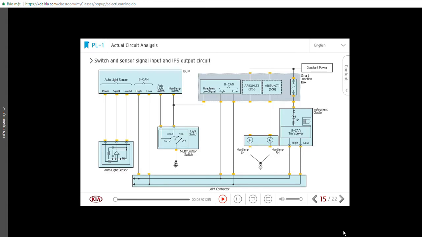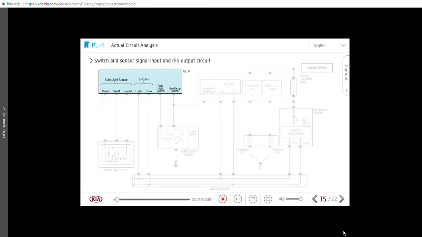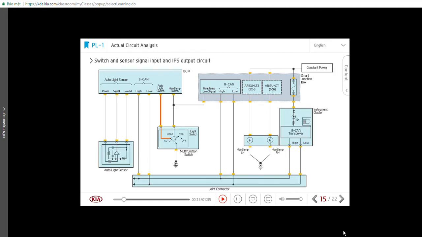In the auto light system, the BCM controls input and the SJB controls the output. Therefore, the auto light switch status is sent to the BCM using the pull-up method, and the auto light sensor signal value is also detected by the BCM.